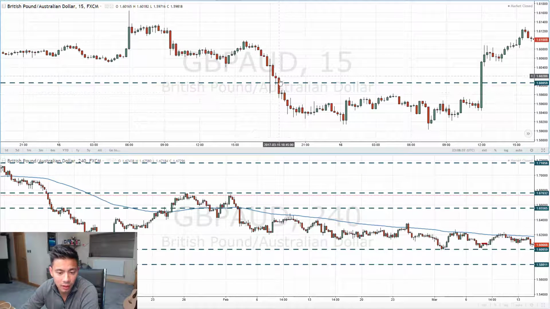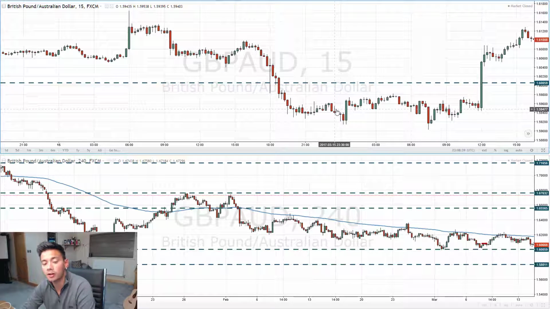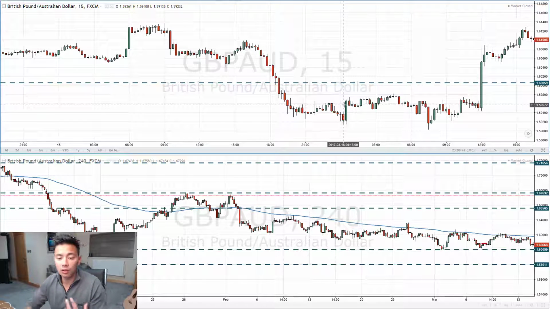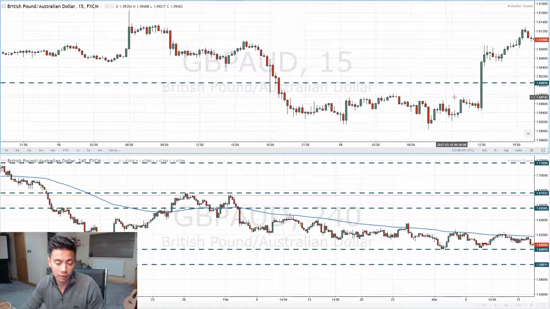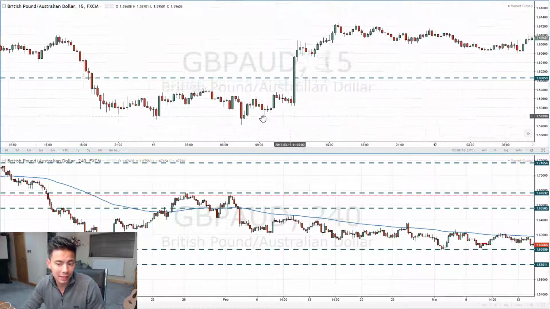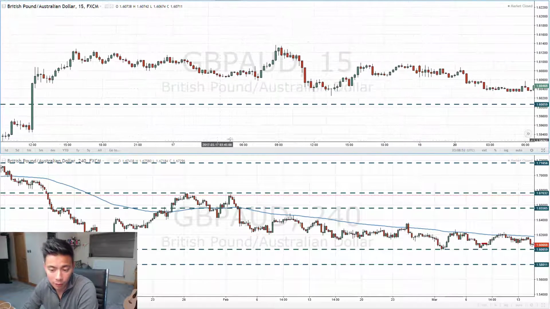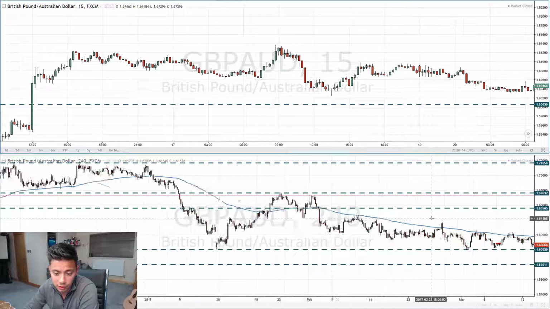This isn't something that I like the look of though, because I like the price. When it gets to a level, we want it to interact with the level. This sort of price action here takes place way, way, way too far away from the level. So from that perspective, it's not really interesting for me, and I'll then wait for another opportunity.